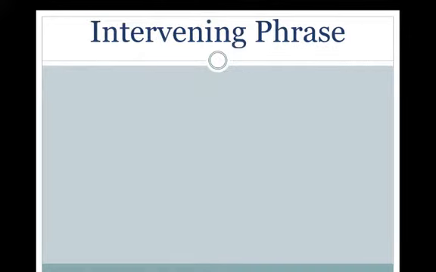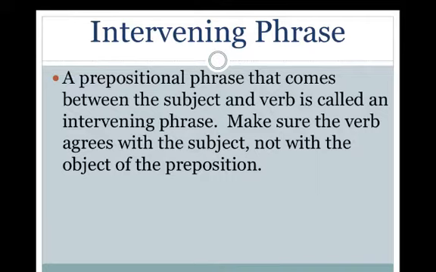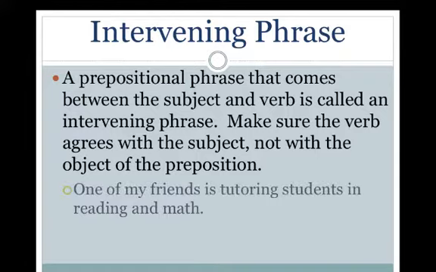Intervening phrase. A prepositional phrase that comes between the subject and verb is called an intervening phrase. Make sure the verb agrees with the subject, not with the object of the preposition, which would be part of that intervening phrase. For example, one of my friends is tutoring students in reading and math. Our verb is is, and the subject is one. So both of these are singular.